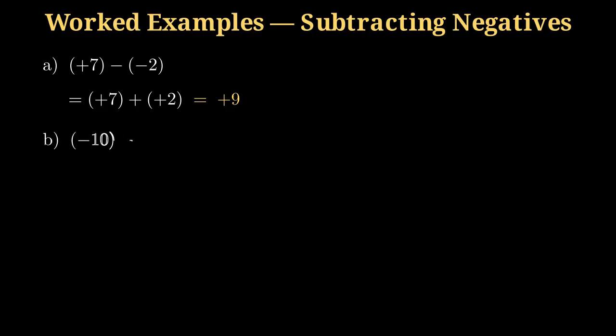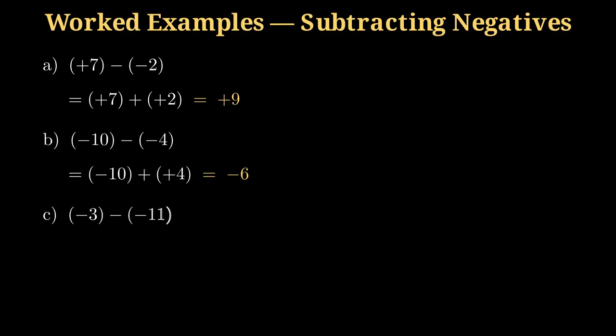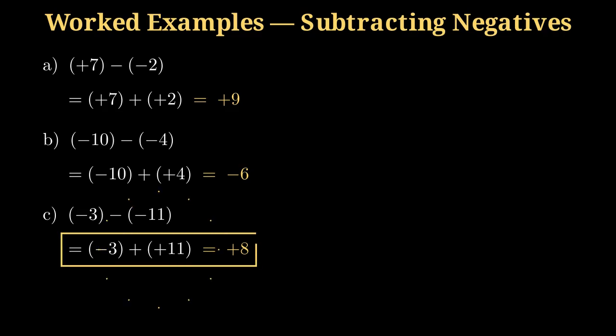Example B, -10 minus -4. Change it, -10 plus +4. Different signs, so now we subtract. 10 minus 4 is 6, and the bigger size is -6. We owed 10, 4 shillings of debt was forgiven, we still owe 6. Example C, -3 minus -11. Rewrite, -3 plus +11. 11 minus 3 is 8, and the bigger size is +8. Yes, a subtraction can lift you from below 0 to above it when you take away a big enough negative.